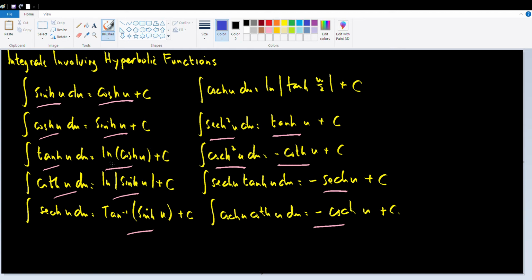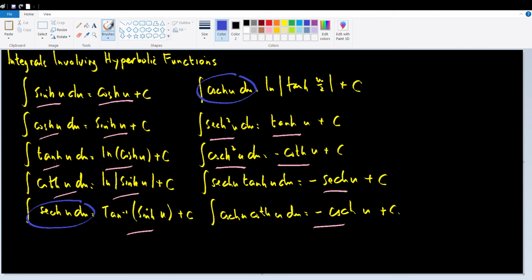Notice that all these formulas are very similar to those integrals that involve the trigonometric functions, no? Except for hyperbolic secant and hyperbolic cosecant. For hyperbolic sine, it is positive hyperbolic cosine of u plus c. Before, the integral of sine u du is negative. Now, for hyperbolic function, the integral of hyperbolic sine is positive hyperbolic cosine.